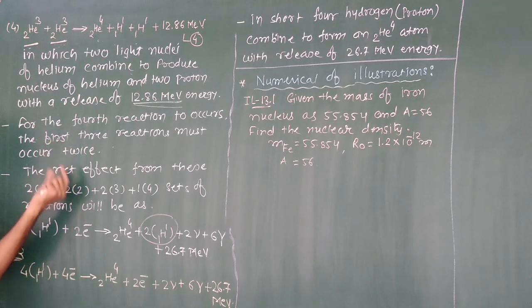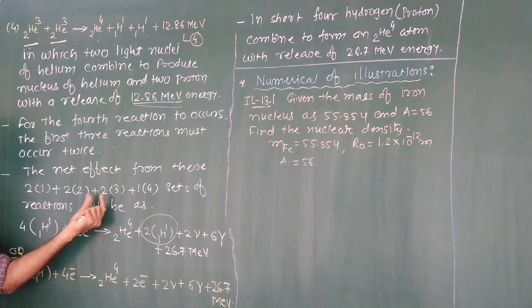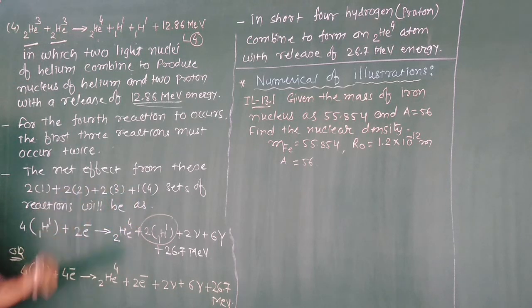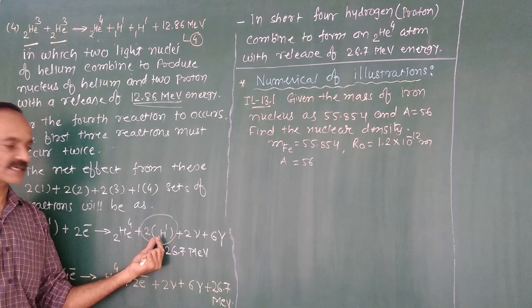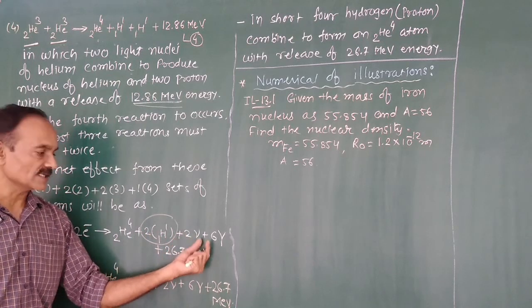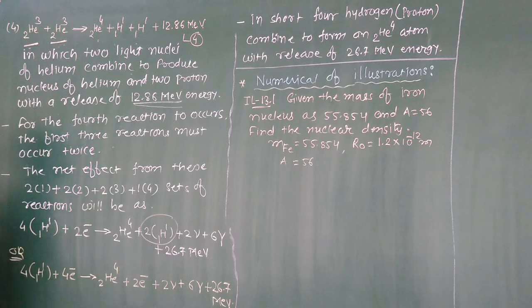So this complete set of reactions occurs this way. First reaction 2 times, second reaction 2 times, third reaction 2 times, and fourth reaction 1 time. This is the set of reactions of the proton-proton cycle, and that can be represented as 4 hydrogen plus 2 electrons combine to form the helium nucleus plus 2 hydrogen plus 2 neutrino plus 6 gamma rays plus 26.7 MeV energy.